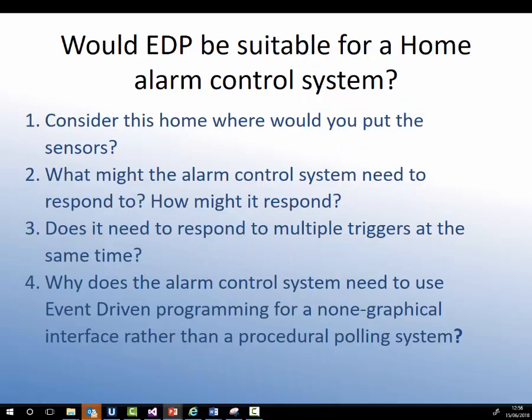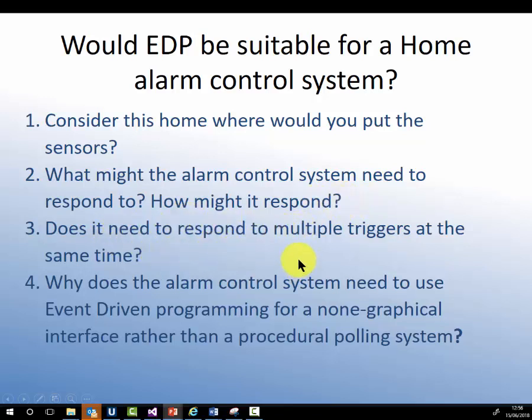So, would event-driven programming be suitable for a home alarm control system? Well, first of all, we need to consider where you put the sensors. You've got multiple sensors in multiple places. If someone burgles the house, they might first of all break the window, or I might have left the window open, so they might be detected via a movement sensor. What do I need to do about it? So it might be it sets off an alarm, it might be it sets off lights, it might be it sends a text message.